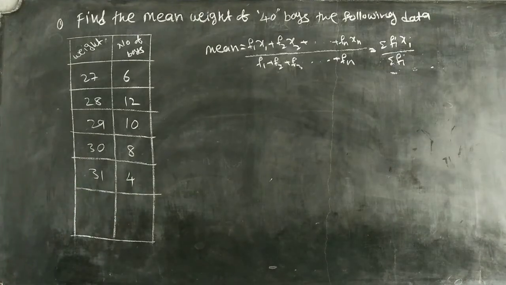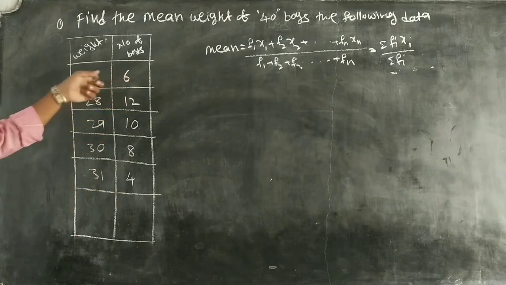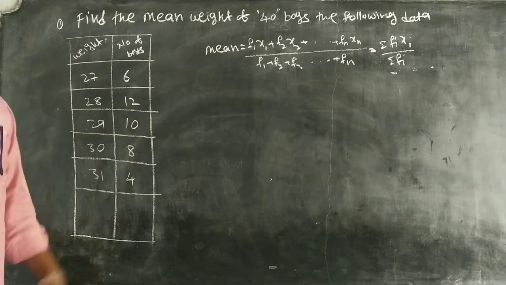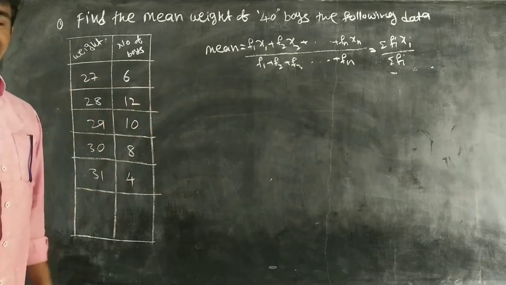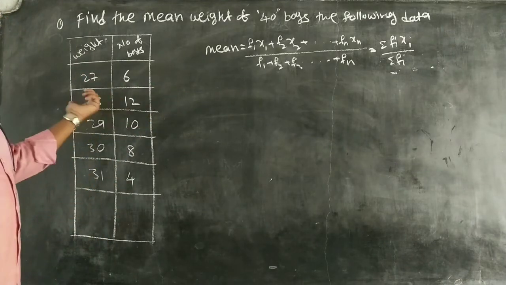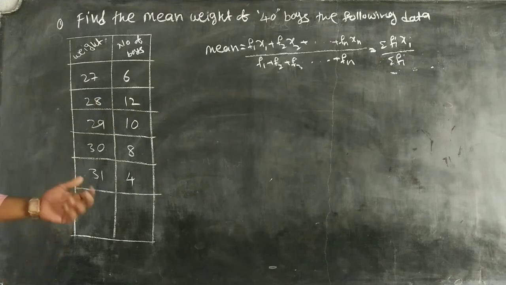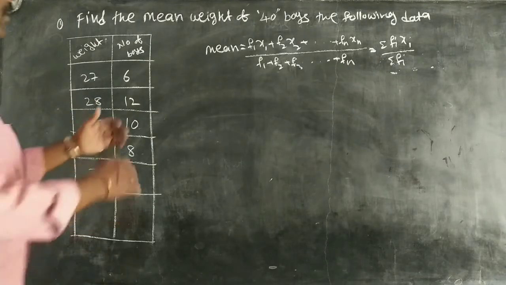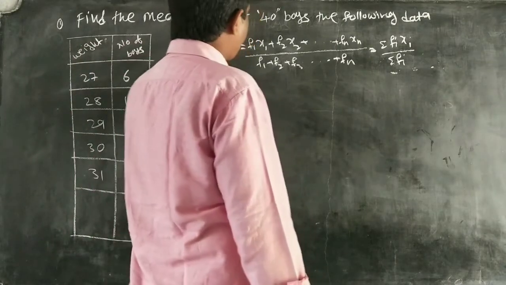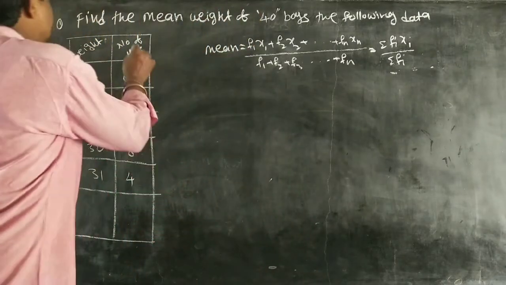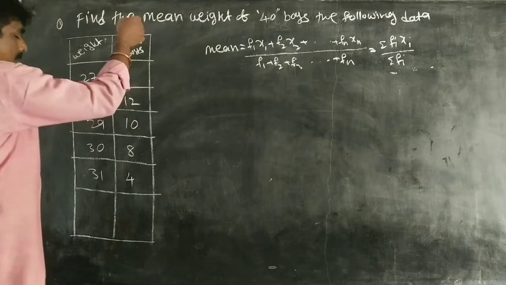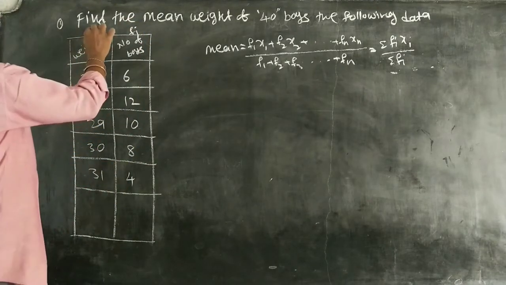So what do we have to do? We have to find the average weight. If we had only 6 members with weight 27, we could easily find it. But here it is different. How do we find it? Observe, we have a principle. This is a frequency, right? These are x or y.